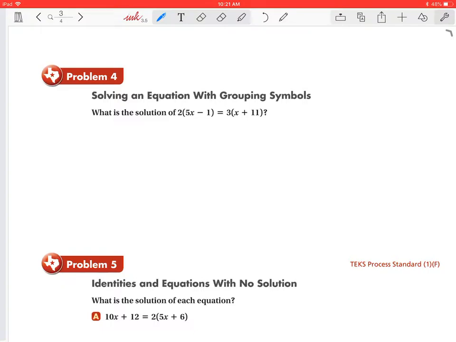Problem number four says solving equations with grouping symbols or parentheses. That's what the parentheses mean: those numbers are grouped together, and anything outside of that is a common factor of those two numbers.